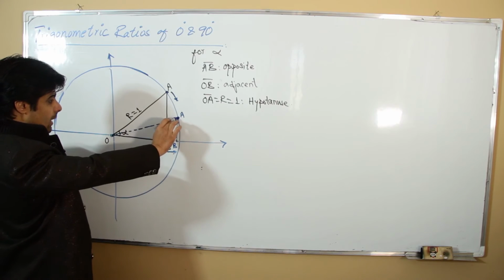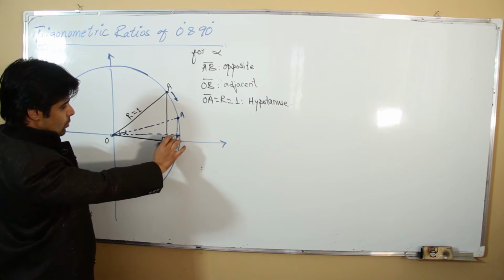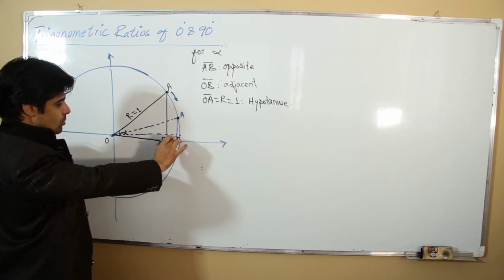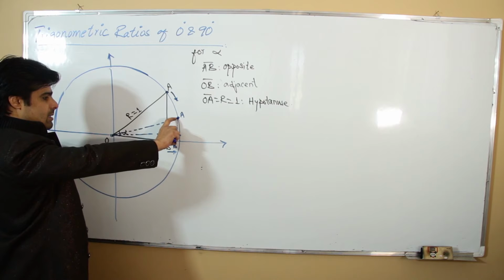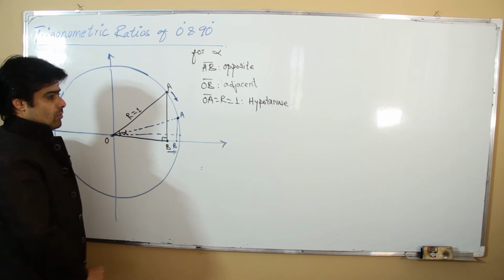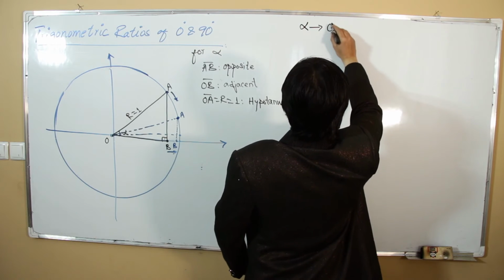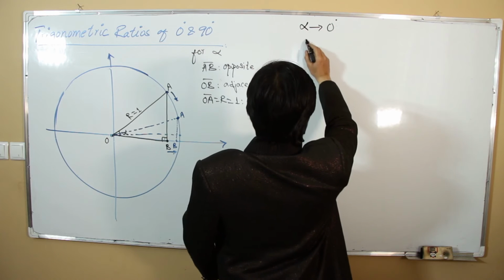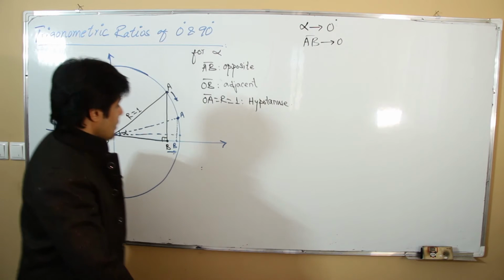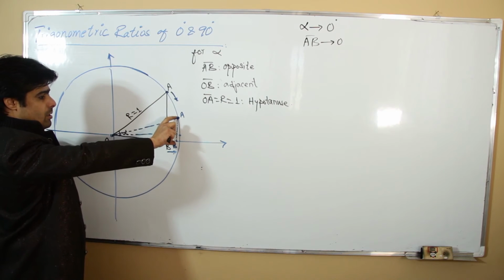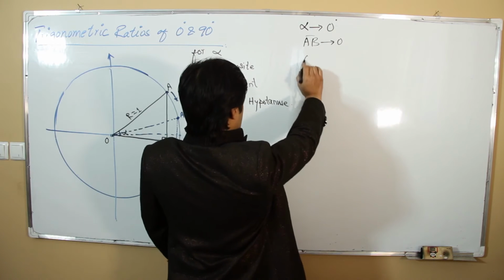Now, if your angle is 0, for 0 angle, you know that A comes to the x-axis. So this distance is getting 0. I mean, when alpha approaches 0 degree, what is happening? AB approaches 0. What about OB?